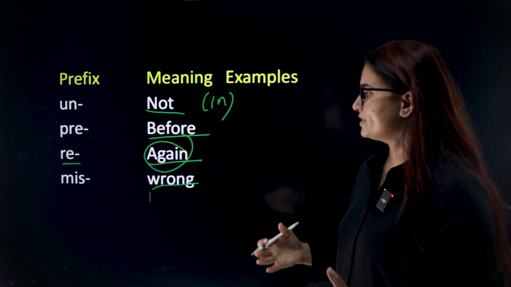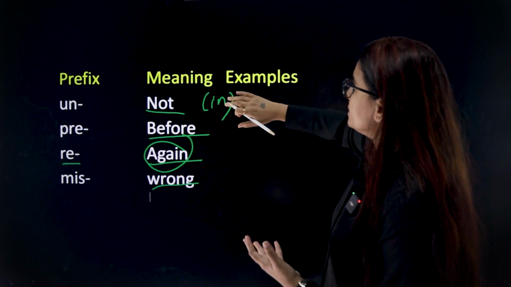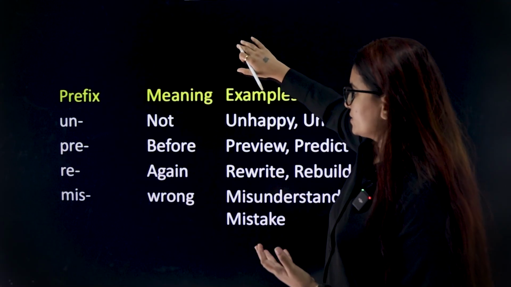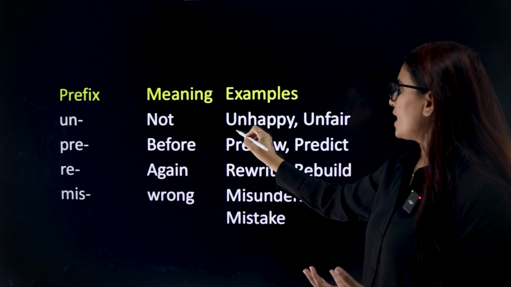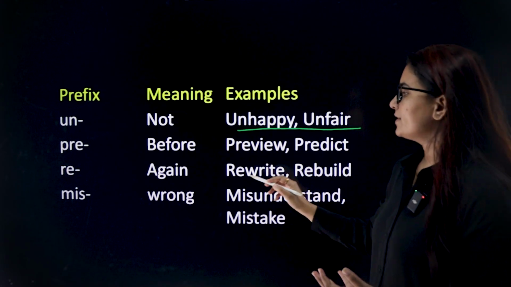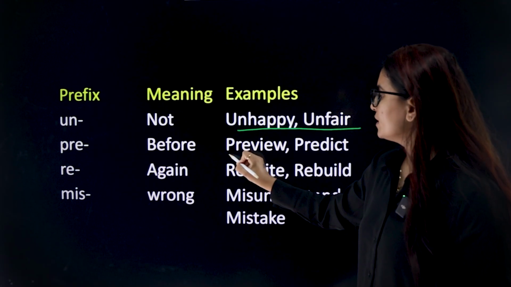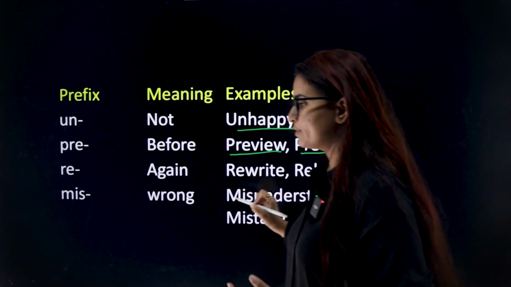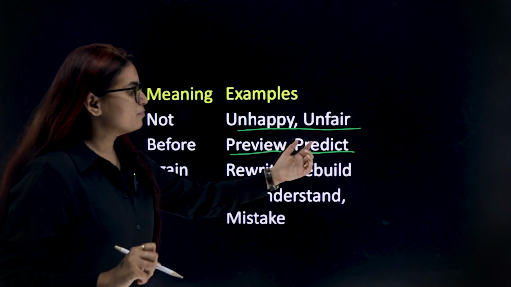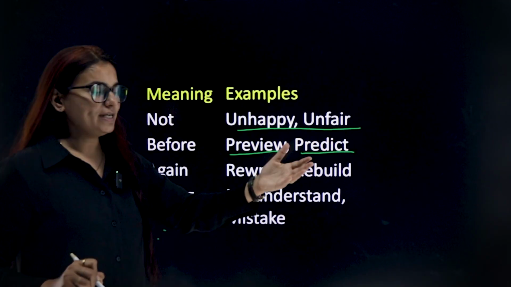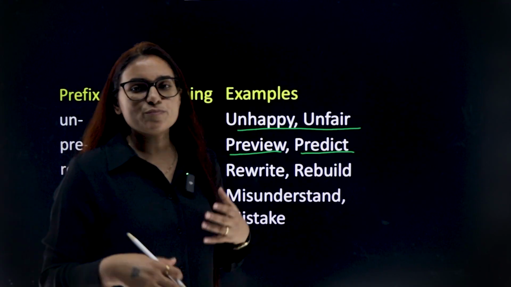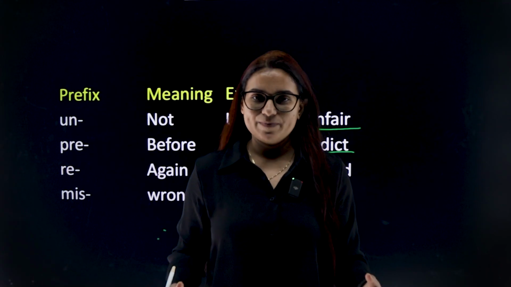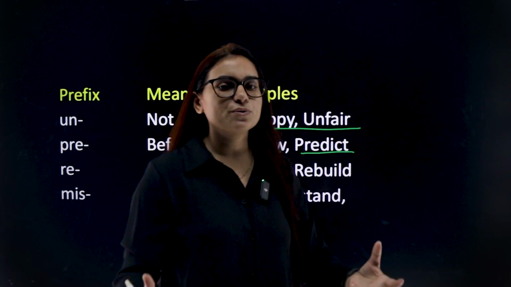Now let's see a couple of examples with all of these prefixes. The example list is here. If you see, un, which is not, gives unhappy, unfair. Then we have pre, before, which gives preview and predict. Predict means something that you can predict in advance. Something is about to happen, but you predicted it. For example, I'm predicting it's going to rain today.